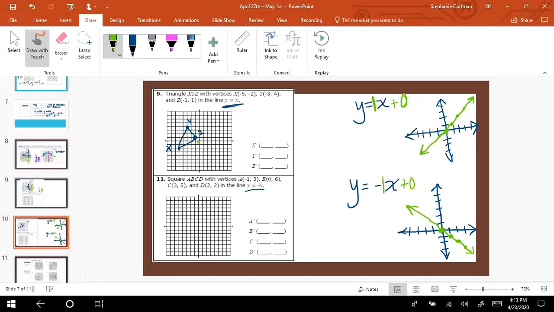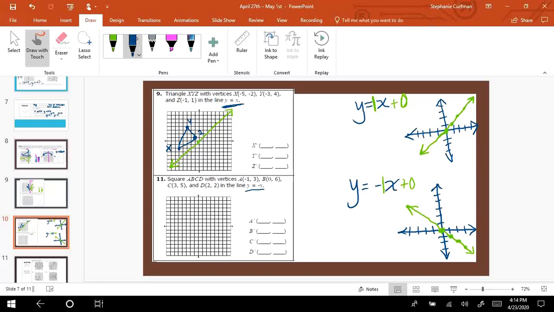Well, remember, +x is that diagonal line going at a slope of 1 through the origin. So that's going to be my line of reflection. And I always draw my line of reflection just to help me get a visual. So what I'm doing is flipping that blue triangle over that green line of reflection.